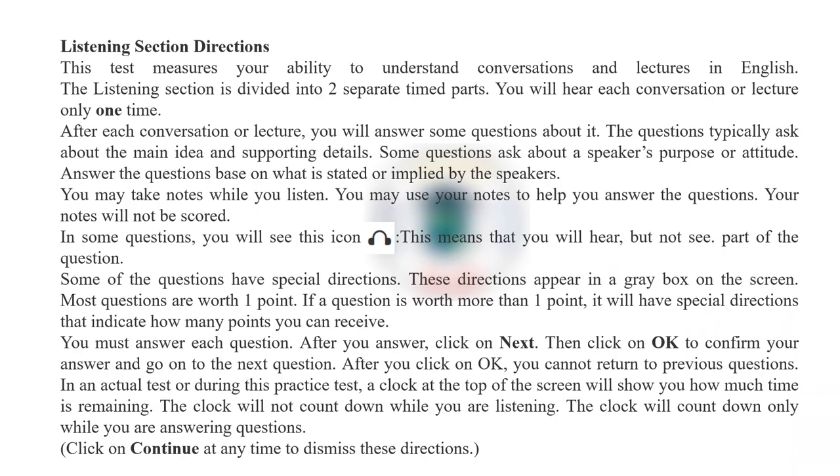Listening section directions. This test measures your ability to understand conversations and lectures in English. The listening section is divided into two separate timed parts. You will hear each conversation or lecture only one time. After each conversation or lecture, you will answer some questions about it. The questions typically ask about the main idea and supporting details. Some questions ask about a speaker's purpose or attitude. Answer the questions based on what is stated or implied by the speakers.